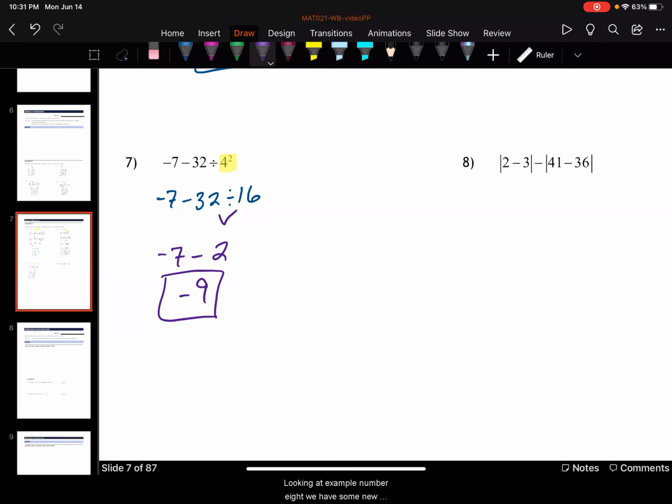Looking at example number 8, we have some new symbols in there. Those bars, as you might want to call them, those are absolute value bars. Okay, so that means after we've simplified what's inside, we will take the absolute value of the number. You can only take the absolute value of one number, so we cannot do anything until we've simplified what's inside those absolute value bars.